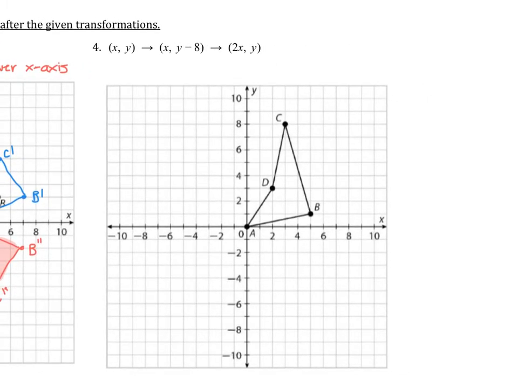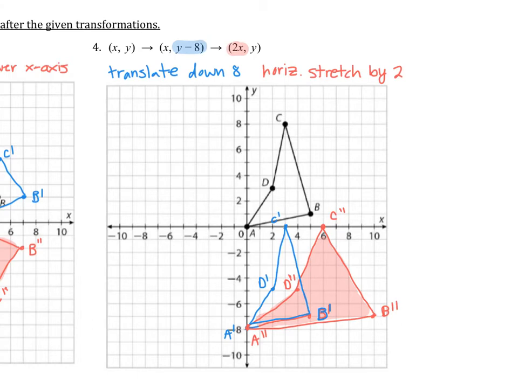Okay, here's the last one. Again, please pause the video and see if you can try this on your own, and describe in words what you see in these 2 transformation rules. Okay, go ahead and check your answers. This tells us to translate 8 units down, so you can see all of my points move down 8.